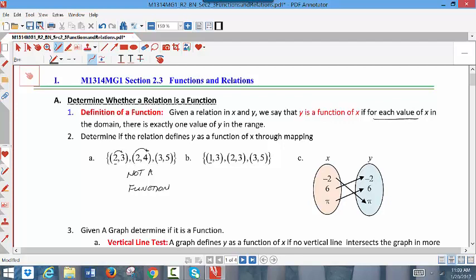Part B, you have an x value of 1, an x value of 2, and an x value of 3. So x was never repeated, so it is a function. And in the third example, part C, they're matching. When they're matching, you really only have to look at the x values and make sure that there is not more than one line exiting from each x value, because the x can only map one time. So this is also a function.